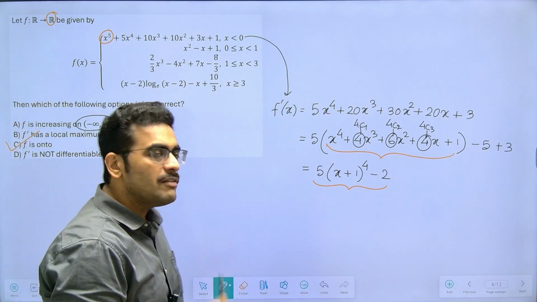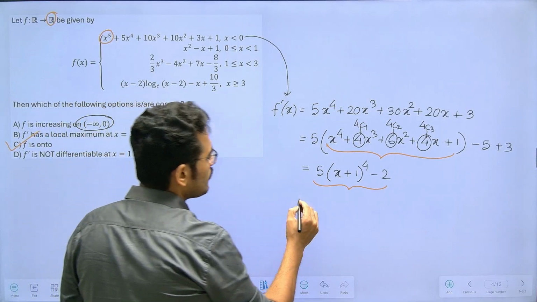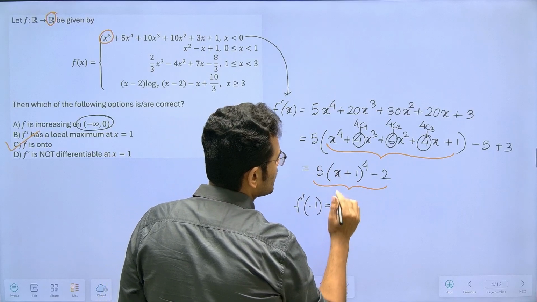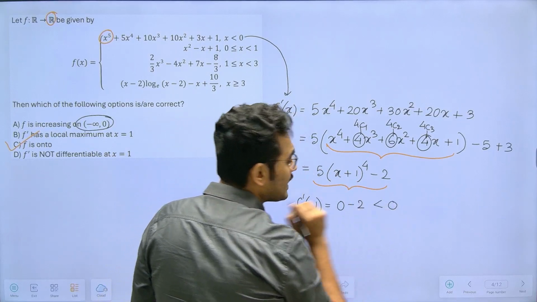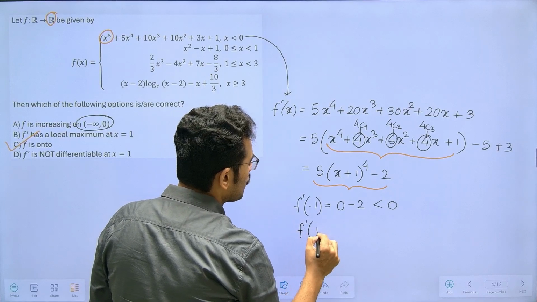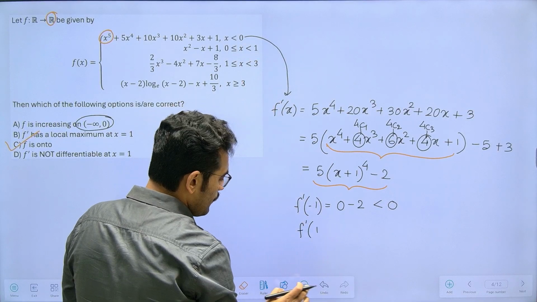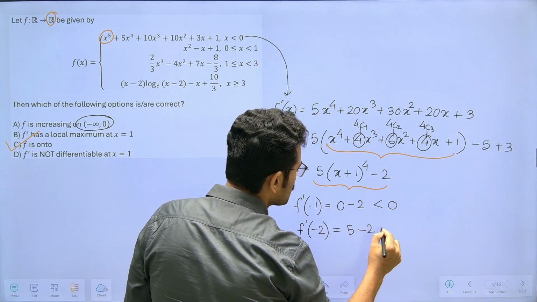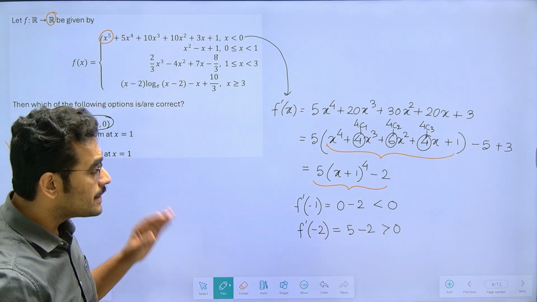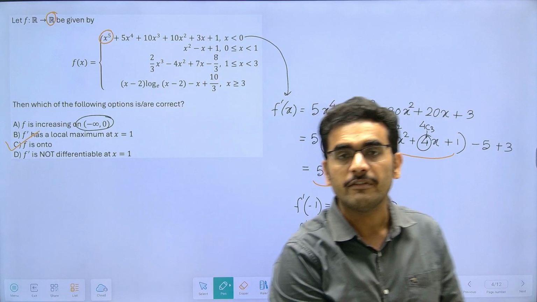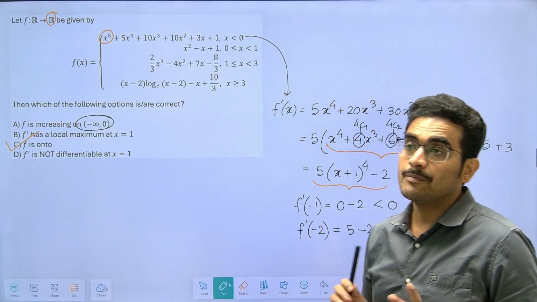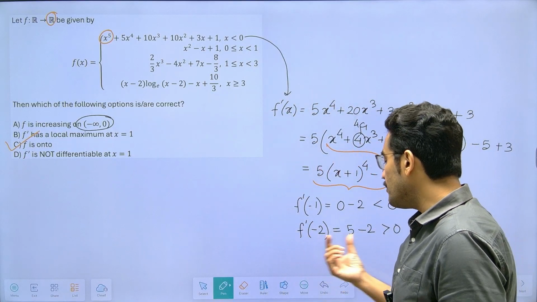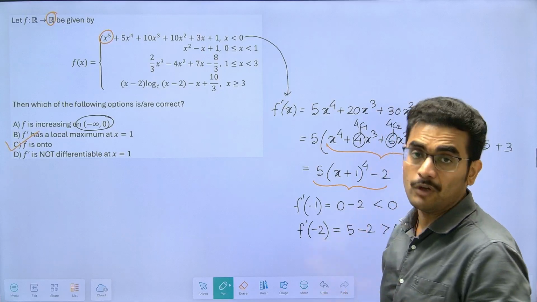Okay, now is the derivative always positive? That we need to verify. You can see that the derivative value at minus 1, if I substitute x equal to minus 1, this becomes 0, so 0 minus 2, that is a negative value. But if we substitute, say, x equal to minus 2, it will be 5 minus 2, that will be positive. So that means the derivative value is changing sign. Somewhere the derivative is positive, somewhere the derivative is negative. That means I cannot say that the function is increasing on minus infinity to 0, because there are some x values for which the derivative can be negative also, right?